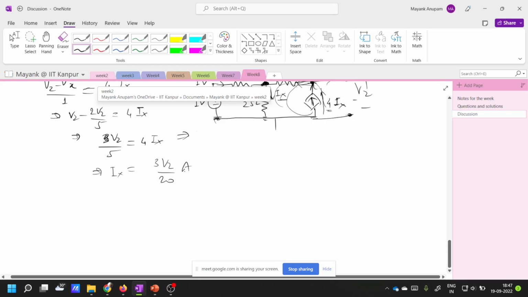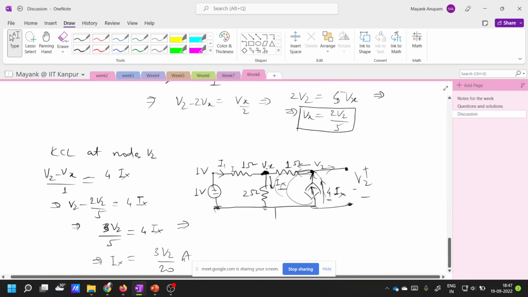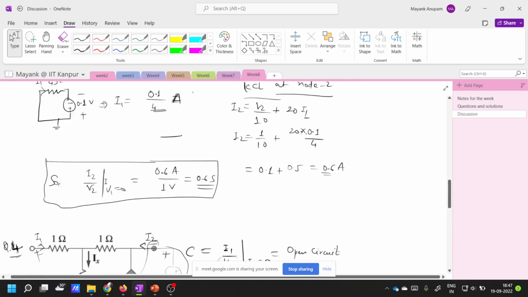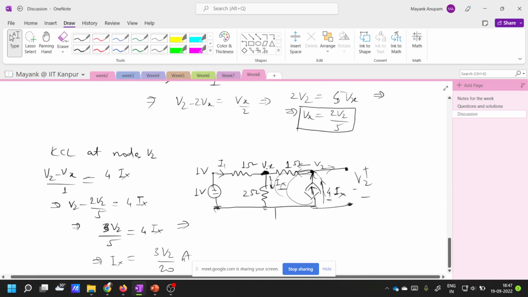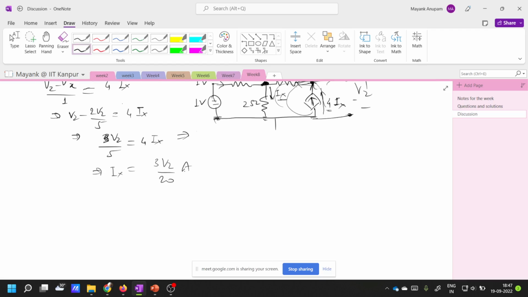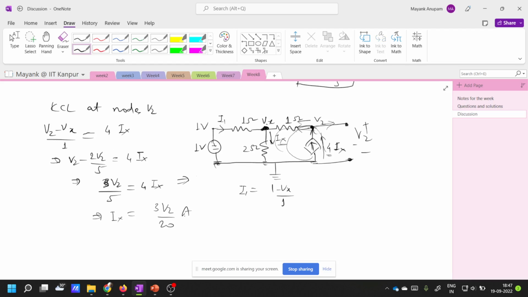Now what you had to find, you had to find the relation between I1 and V2, right? So you also have to find I1. And what was I1 in this figure? You see, I1 is equal to 1 minus Vx by 1 ohm, right? So I1 was equal to 1 minus Vx by 1.